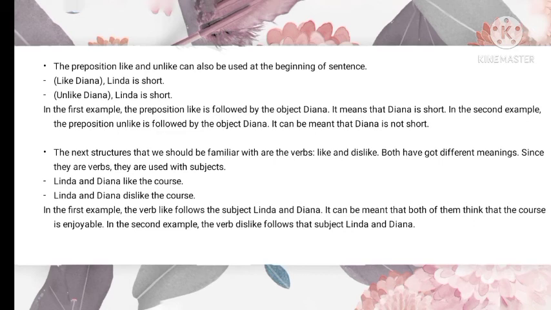The next structures that we should be familiar with are the verbs like and dislike. Both have different meanings, and since they are verbs, they are used with subjects. Linda and Diana liked the course. Linda and Diana disliked the course. In the first example, the verb like follows the subject Linda and Diana. It can mean that both of them think that the course is enjoyable. In the second example, the verb dislike follows the subject Linda and Diana.